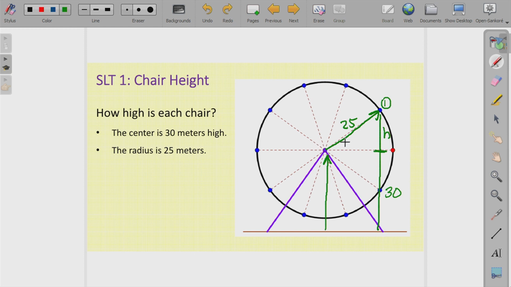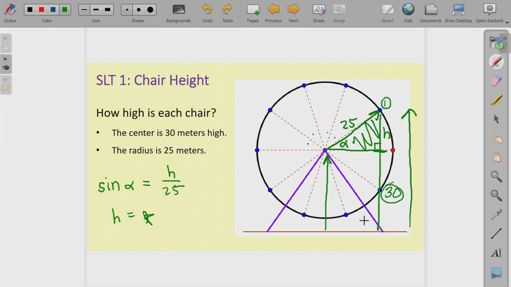Students can determine the measure of each of these angles right here, and then they can use their knowledge of right triangle trigonometry that they developed in the geometry course to write that the sine of that angle is equal to the ratio of the opposite side to the hypotenuse. And then they can calculate the value of the height using that relationship. Add it to 30, and they've got the distance off the ground. And they can do that for each of these locations.